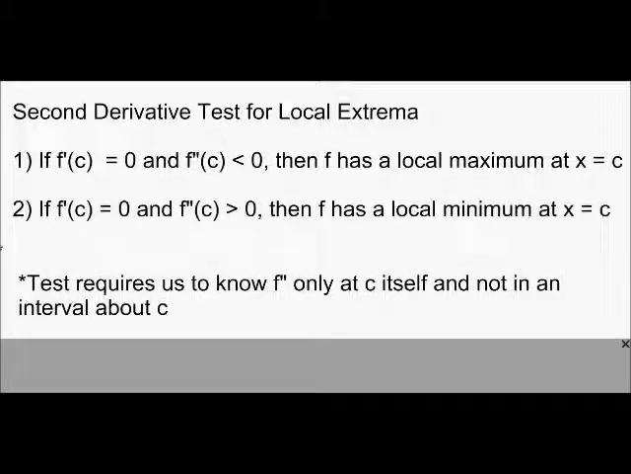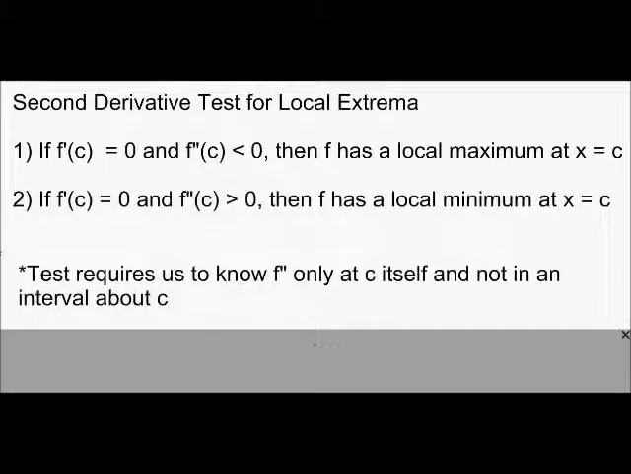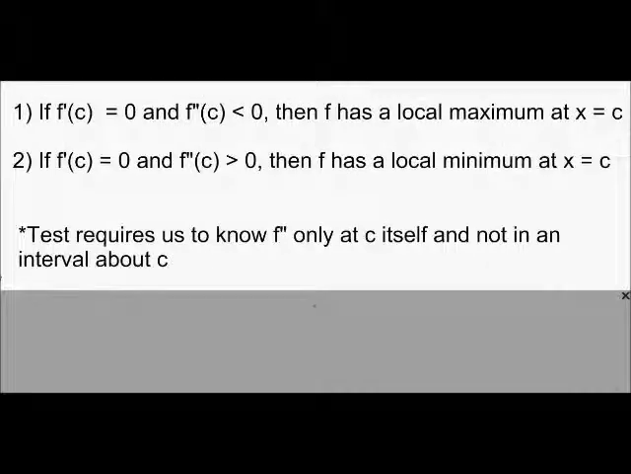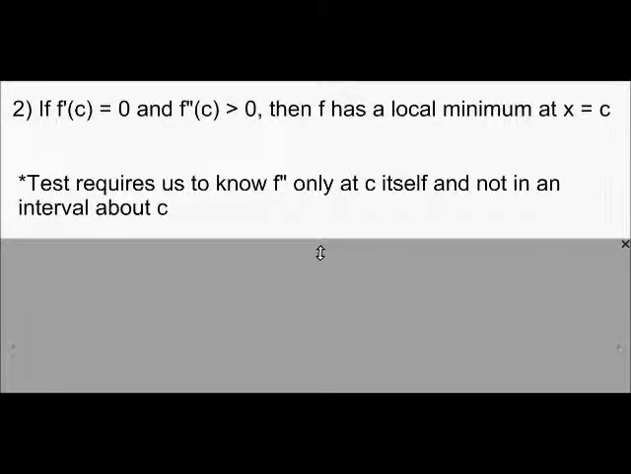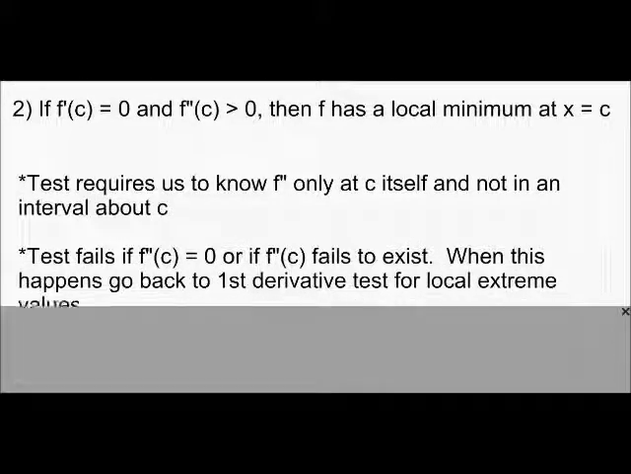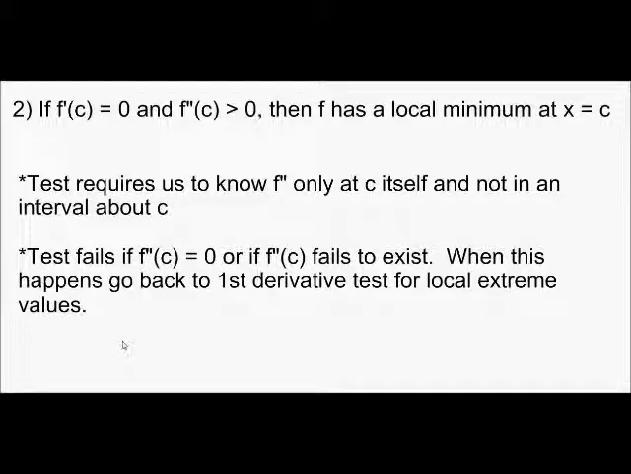Okay, this test requires us to know f prime only at c itself and not in an interval about c. So that's kind of nice. We only have to know the f prime at a point instead of on the interval. However, this test fails if f double prime of c equals 0 or if f double prime of c fails to exist. When this happens, we need to go back to the first derivative test for local extreme values.